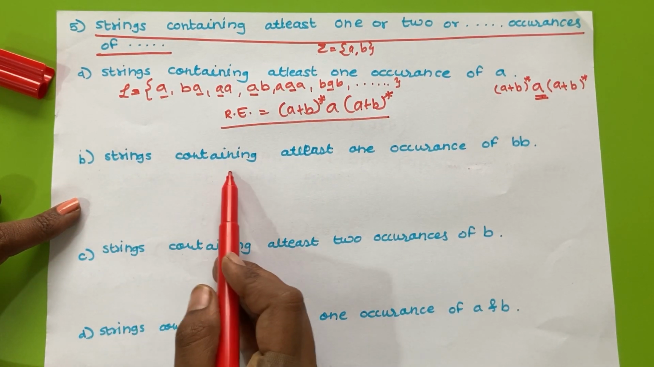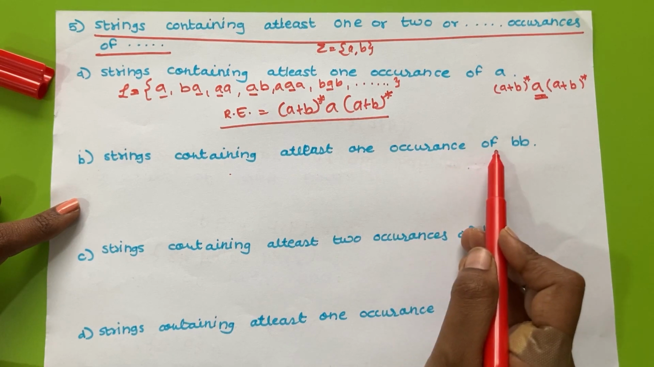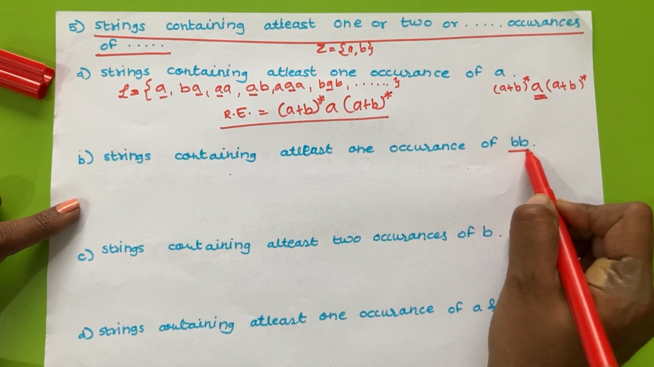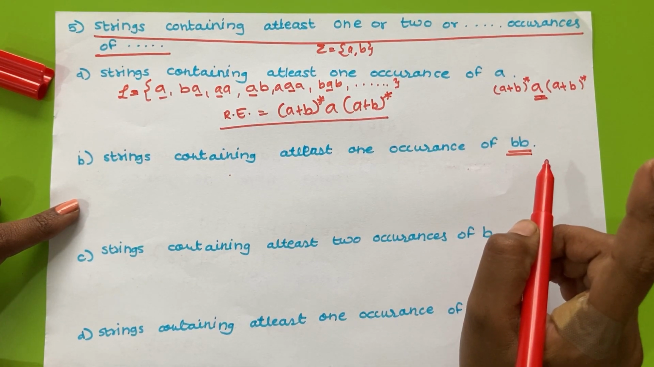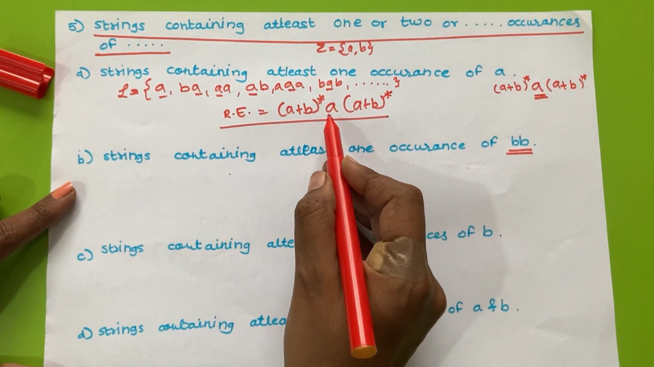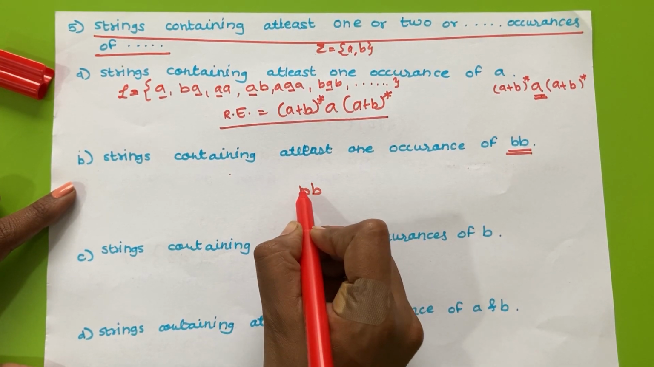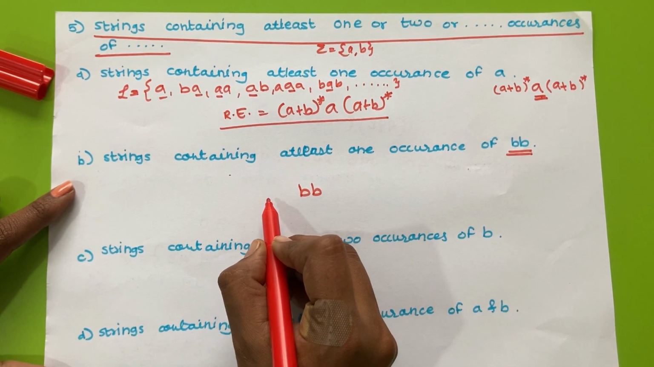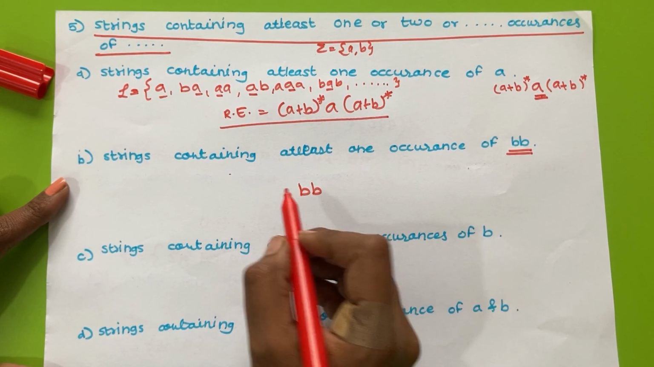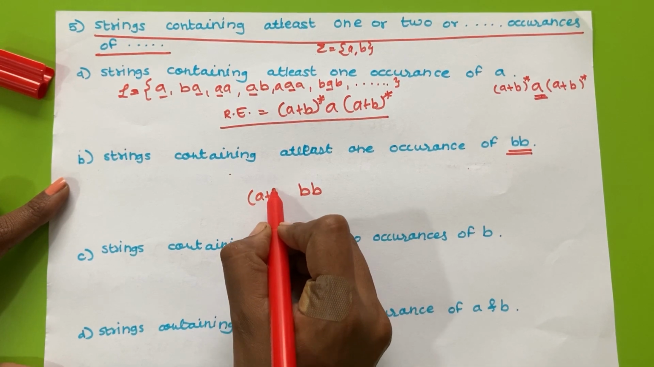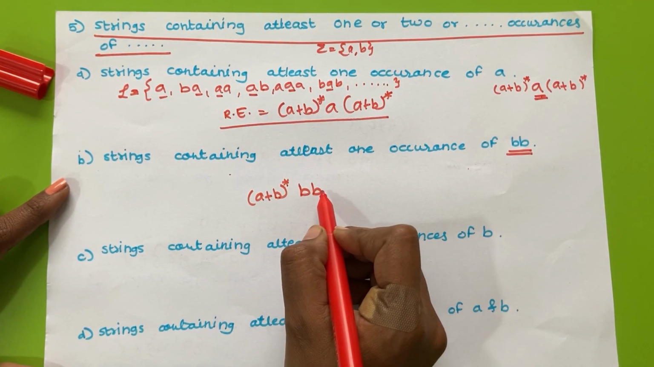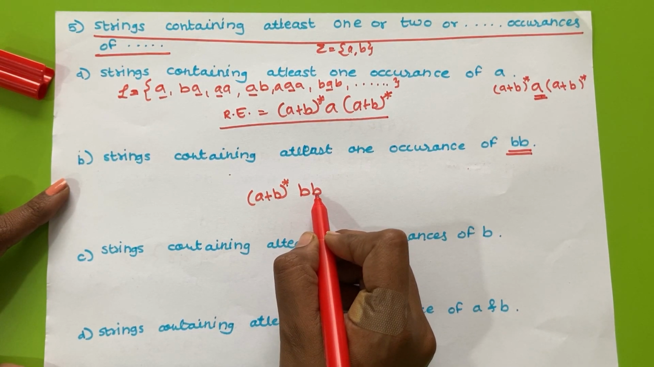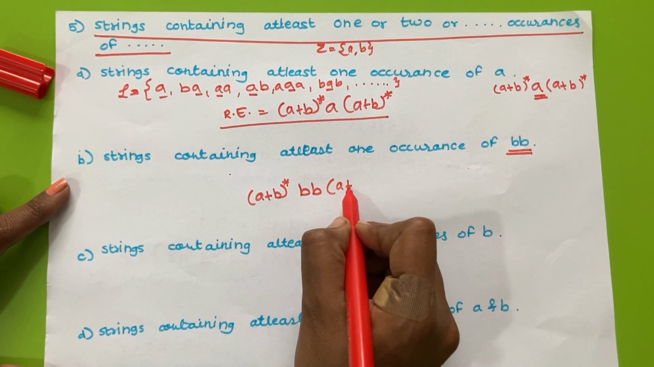Now the strings containing at least one occurrence of bb. This means that in the whole string I want double b at least a single time. Before this I can have any combination of a and b, which I can write as (a+b)*. This combination can also be possible after this double b.